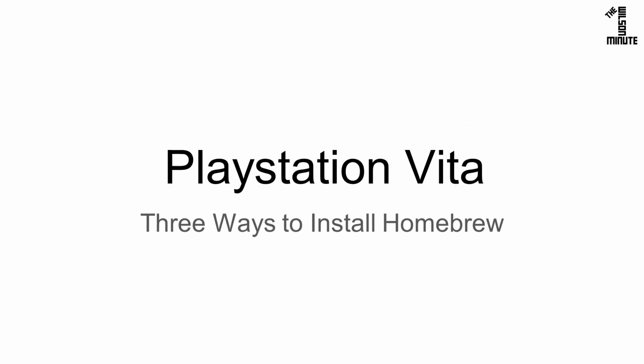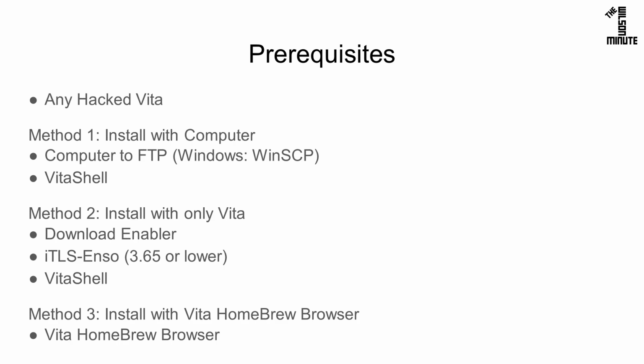Today we will cover three ways to install Homebrew on your PlayStation Vita. These methods work for any hacked Vita. For both Method 1 and 2, you will need VitaShell on your Vita.